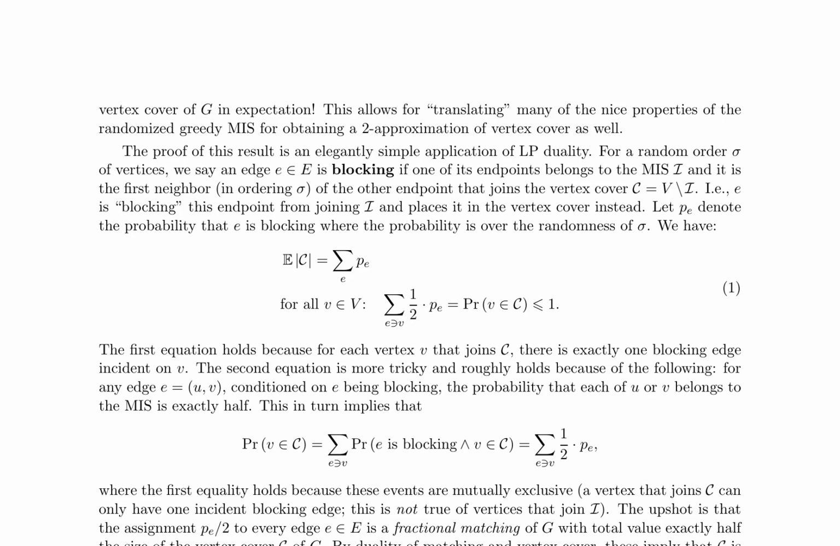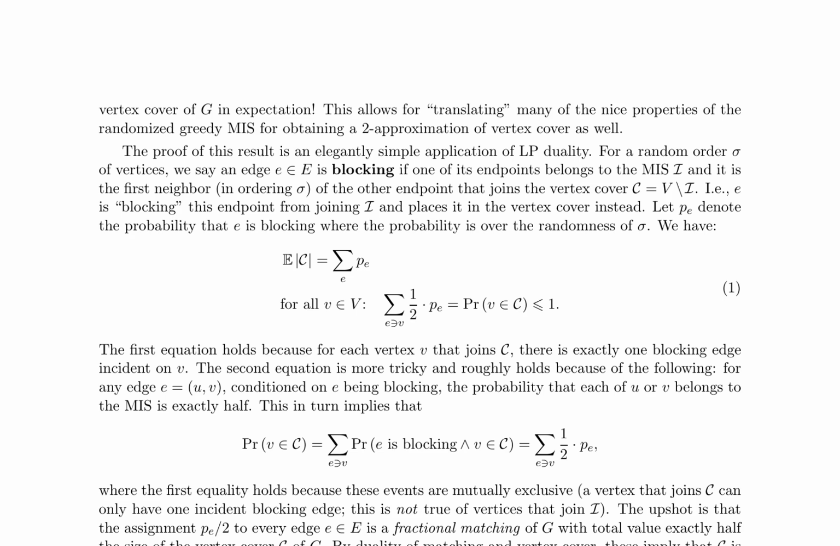The authors derived two key equations that form the basis of their approach. The first equation relates the expected size of the vertex cover to the sum of probabilities of edges being blocking. The second equation establishes a relationship between the probability of a vertex being in the vertex cover and the sum of probabilities of its incident edges being blocking.